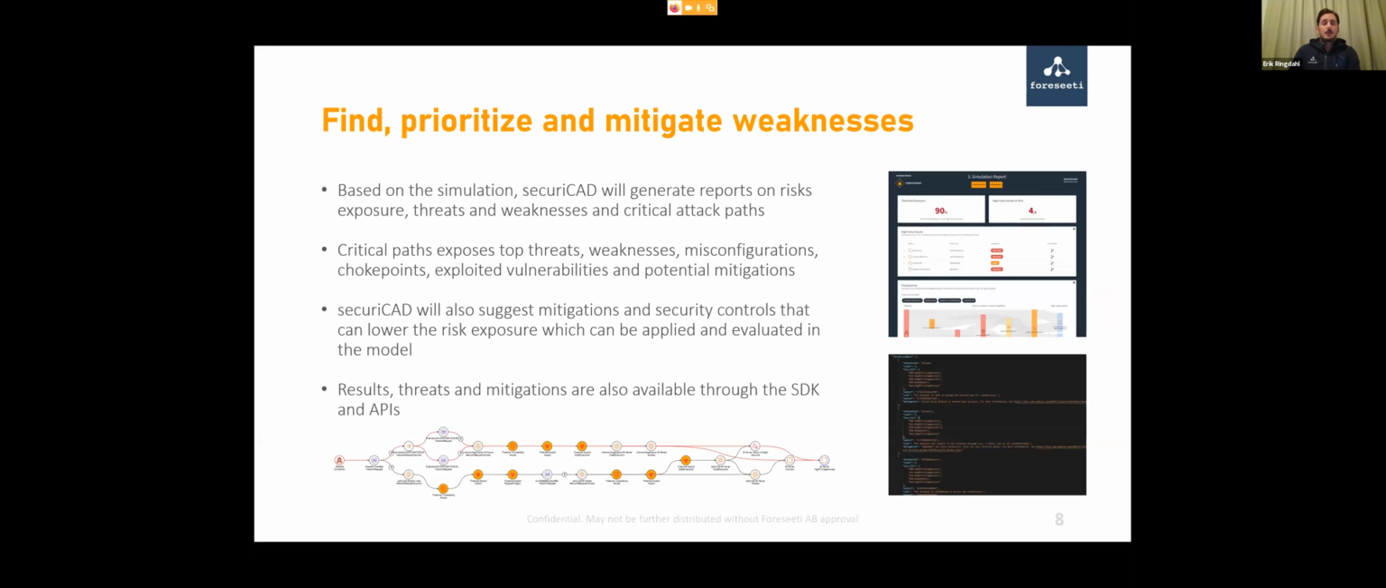Based on this, SecureCAD will also suggest mitigations. So based on the path the attacker is taking, how can we stop the attacker as soon as possible? What should we fix first to stop the attacker from succeeding? And again, all of these results, the attack paths and the mitigations and your risk exposure, are also available through the APIs and SDKs. So you can build this into your pipeline, for example, and have it running automatically and continuously.